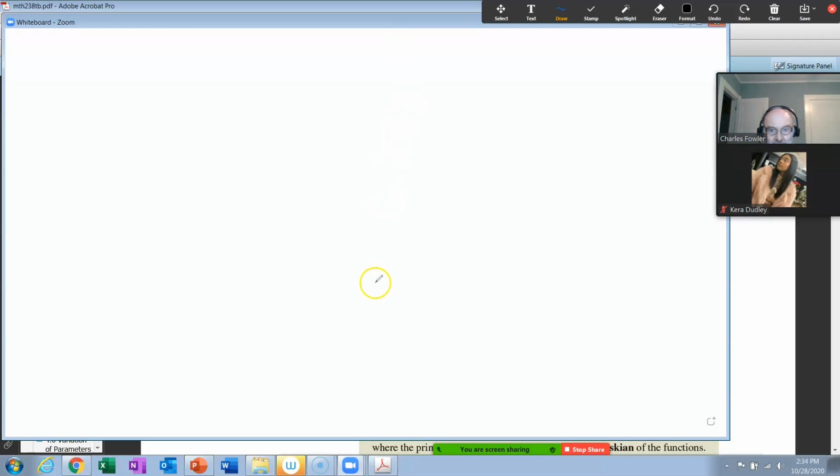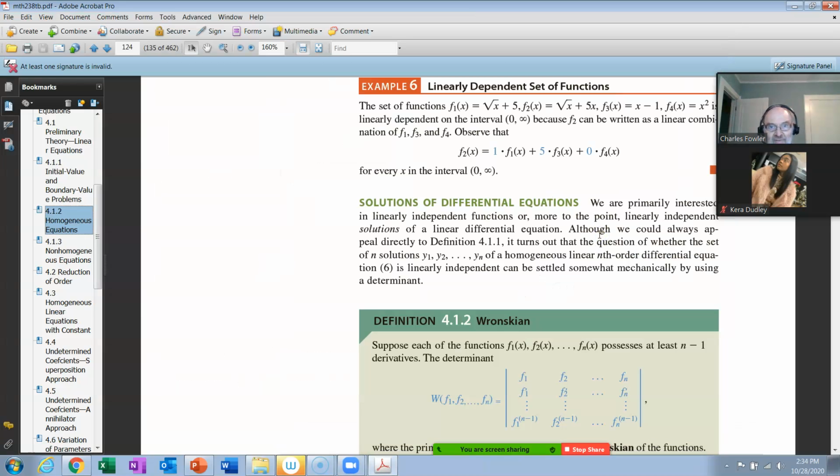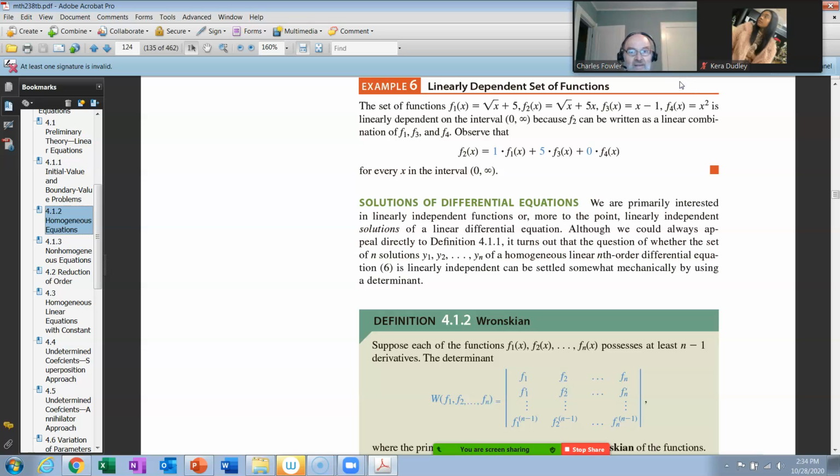Okay. So I think I will go back to the textbook, and then we'll come back to that. All right, where we left off last time, if there are no questions on anything so far today, we are in Chapter 4, Higher Order Differential Equations, Section 4.1, specifically 4.1.2. And we're on page 124 talking about linearly dependent sets of functions. Here is where we are, and we're going to do example 6 here.